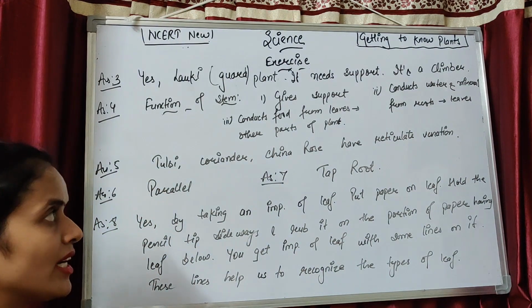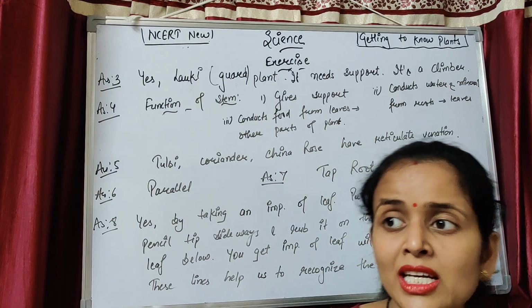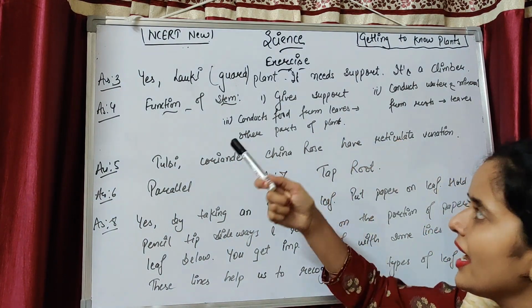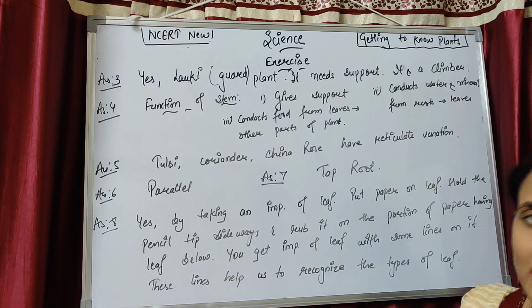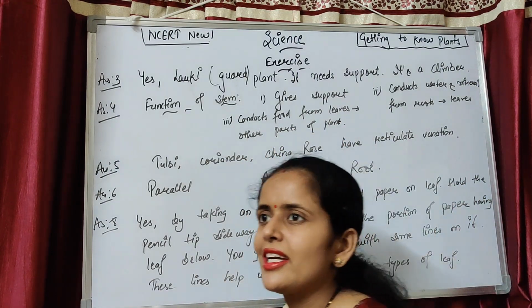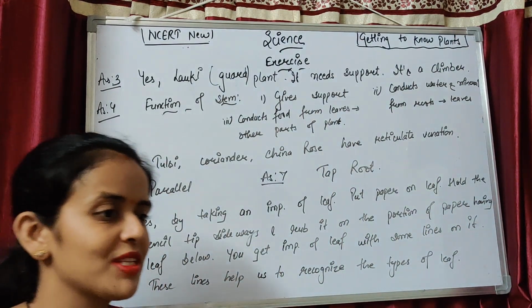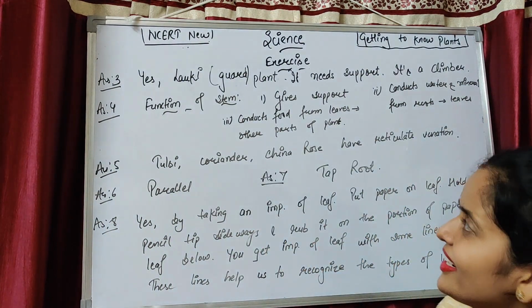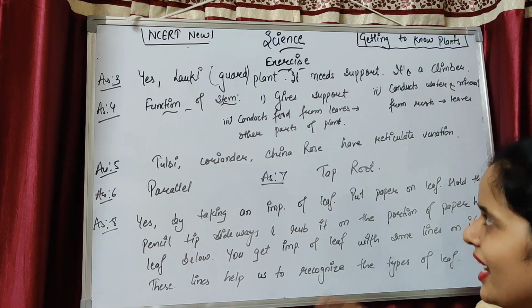Yes, stem will take water and minerals from the roots and provide them to the leaves, and then leaves will prepare food, and then the stem also conducts food from leaves to the other parts of the plant. So you can say stem is our postman. Stem is the postman of the plant. So it will always conduct this thing from this and this thing from that.